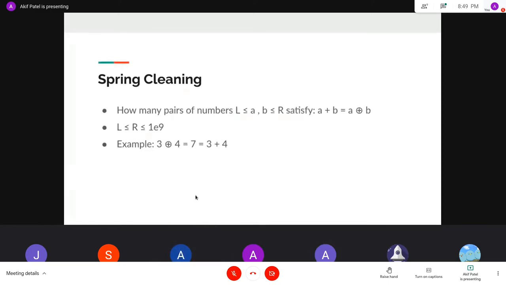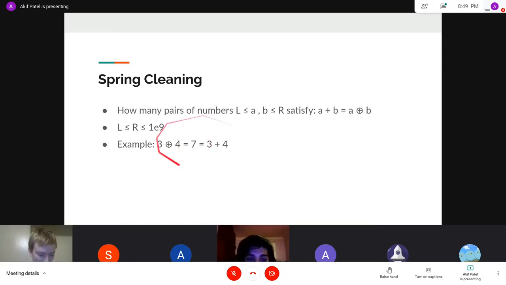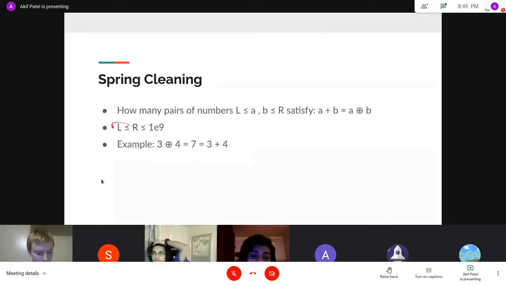Sorry, what? Are we counting overflow? What do you mean by overflow? I don't know, say you have a 2-bit number, then 2 plus 2 is 0. The problem statement itself doesn't concern itself with how many bits a number is. It's just up to 10 to the 9, right? No, there's no overflow, at least in the problem statement. It just says you have these big numbers and you do the bitwise XOR, and you do addition and you check whether they're equal.